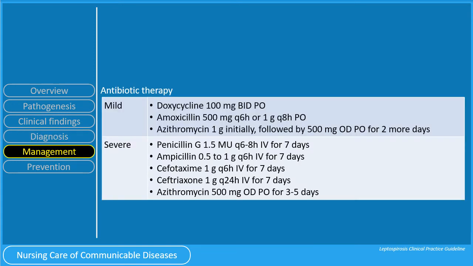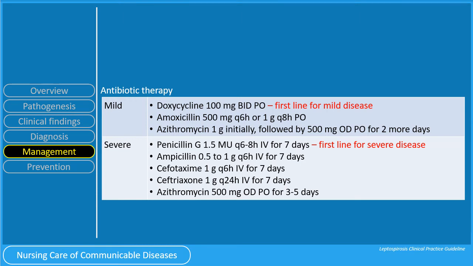These are the antibiotics you have: for mild disease, doxycycline, amoxicillin, or azithromycin; for severe disease, penicillin, ampicillin, cefotaxime, ceftriaxone, and azithromycin. Usually, what is required for the boards is to remember the first line drugs. So the first line drug for mild leptospirosis is doxycycline, and the first line drug for severe leptospirosis is penicillin G.